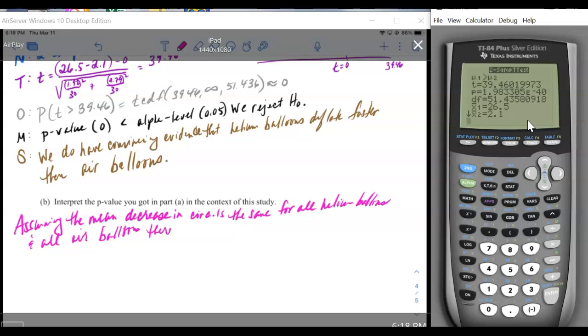there is approximately 0% probability of getting a sample mean difference greater than or equal to how much by chance?